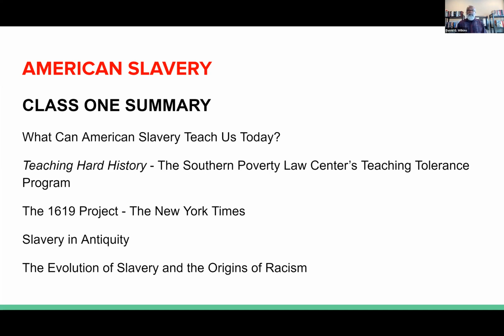find that link at tolerance.org. It is excellent. We talked quite a bit about the New York Times' 1619 Project, the 400-year commemoration of the first Africans sold into the colonies that would become the United States. Looked at the excellent work done by the project team and the controversy that had arisen as a result of the publication of that work.